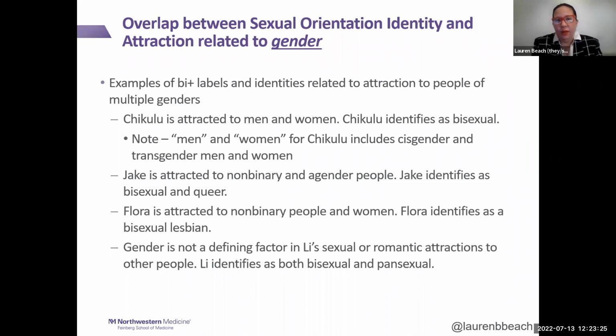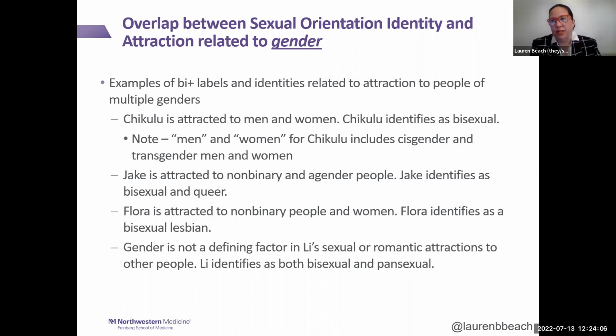So here I wanted to just do some brief narrative. So I say Chikulu is attracted to men and women. And for Chikulu, men and women means cisgender and transgender men and women. Chikulu identifies as bisexual. Jake is attracted to non-binary and agender people. Jake identifies as bisexual and queer. So this is possible because this definition of being bisexual just means being attracted to two or more genders. In this case, the two or more genders are non-binary and agender people. And so that's an example of a bisexual person who's not actually attracted to men or women in that case, but still is bisexual and also in this case queer.